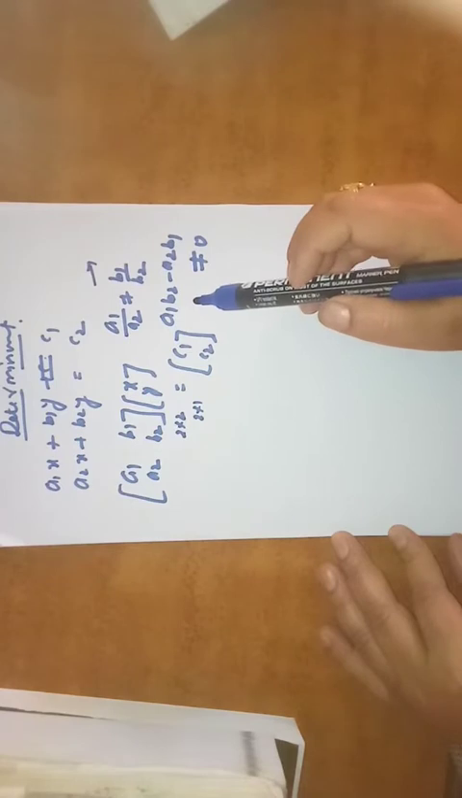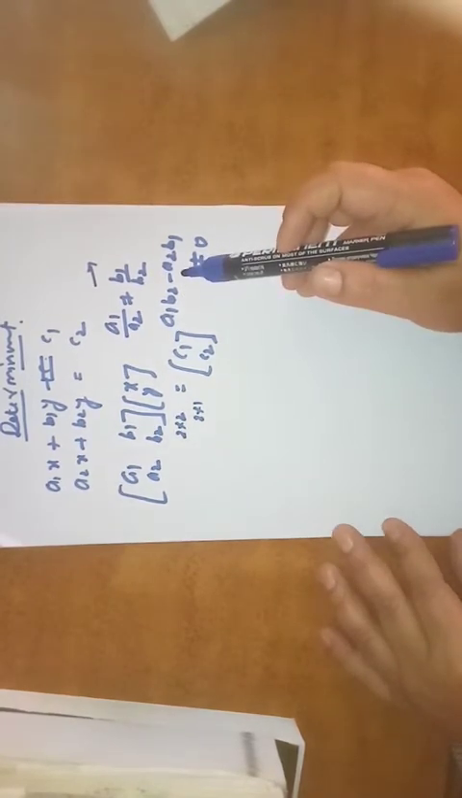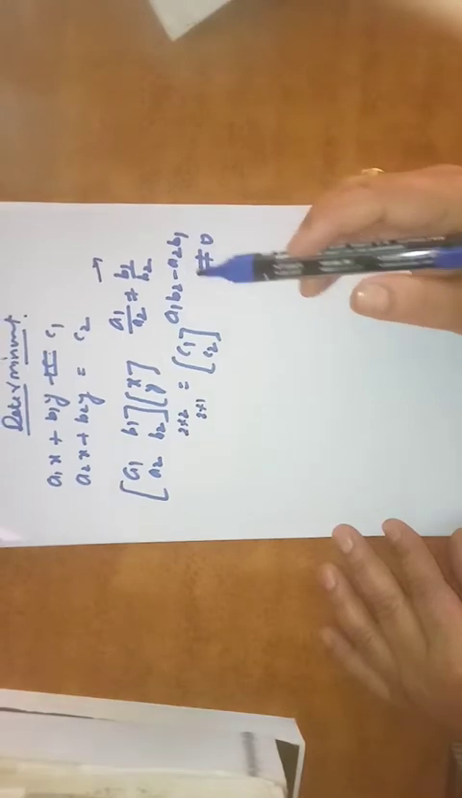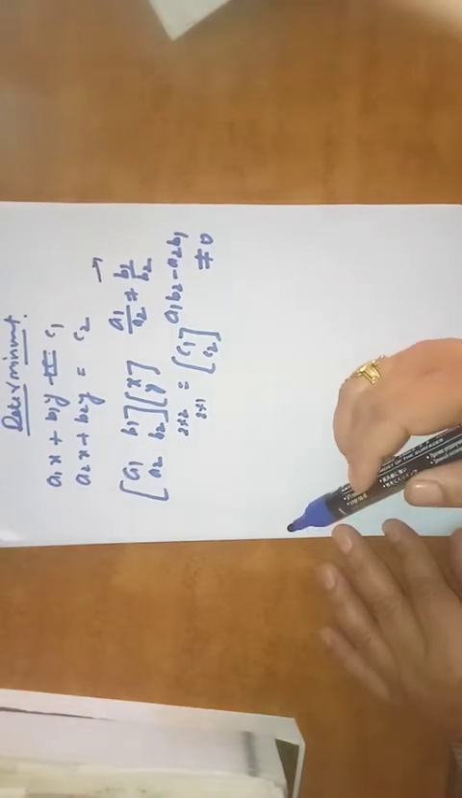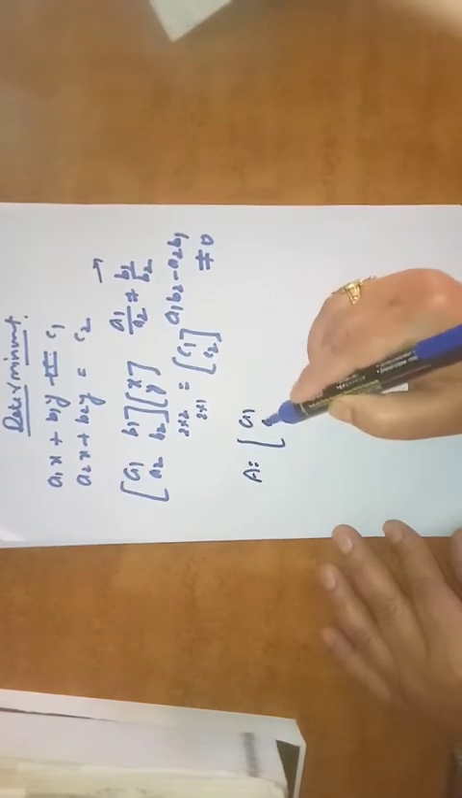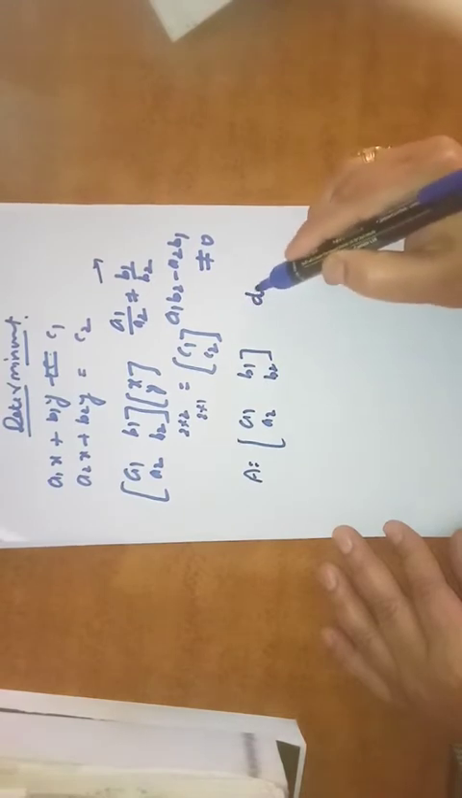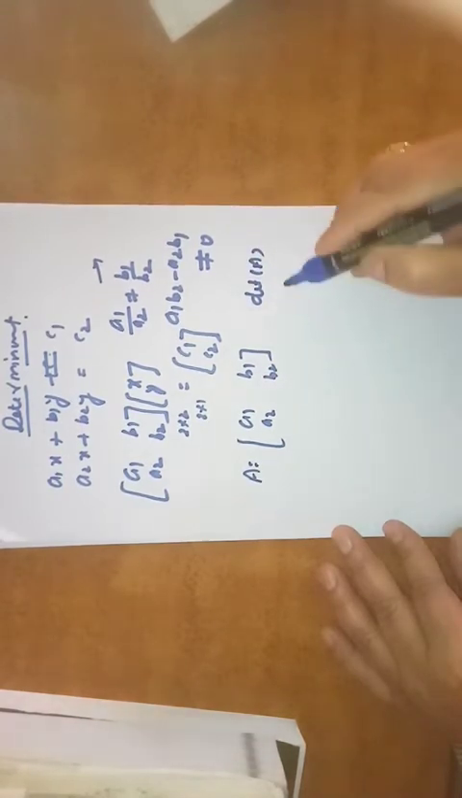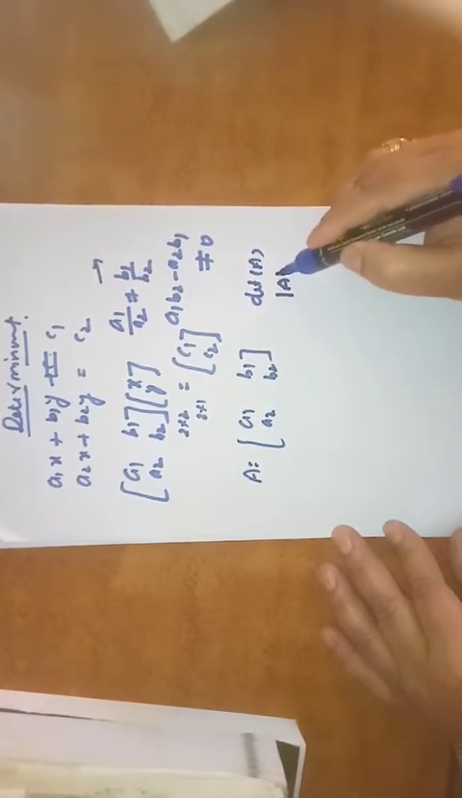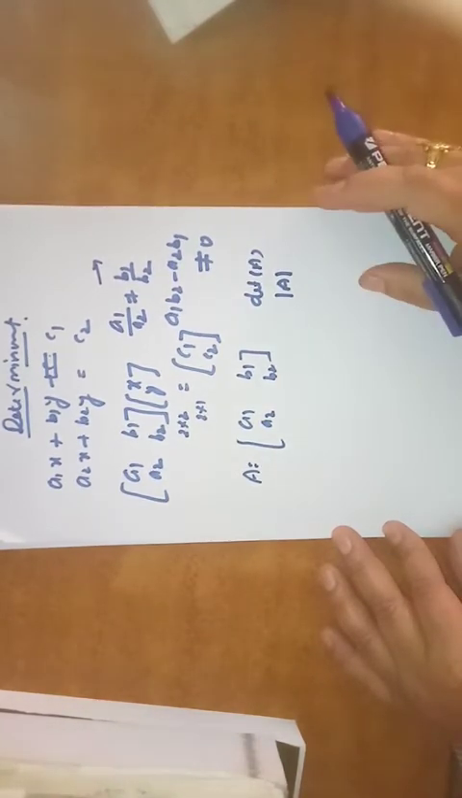The number a1 b2 minus a2 b1, which determines the unique solution, is associated with the matrix A, a1 a2 b1 b2. It's called the determinant of A. It's symbolically denoted by modulus of A. It is not modulus. Determinant A can be positive or negative.